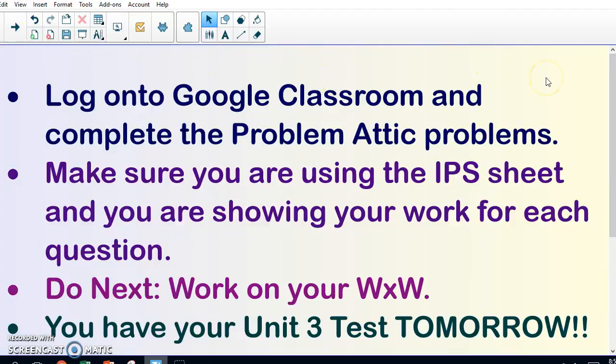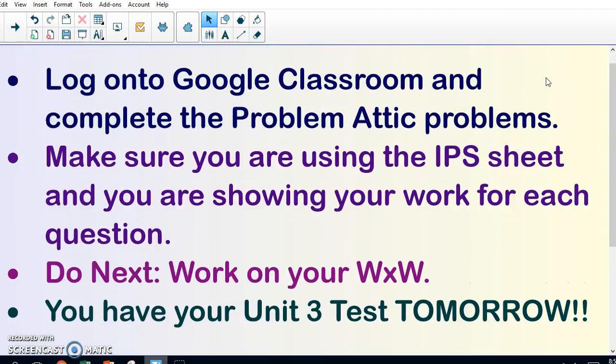Now, the next part of what you're going to be working on today, you are going to log onto Google Classroom, and there is a section of problematic problems on there for you to complete. You also should have an IPS sheet that you picked up. If you did not pick up the IPS sheet, to show your work in your notebook on a plain sheet of paper, you need to create yourself an IPS sheet to show your work for each question that you are answering. If you complete the problematic problems, showing work on each problem, and you still have time left, then take out your week by week and work on it because it is due tomorrow.